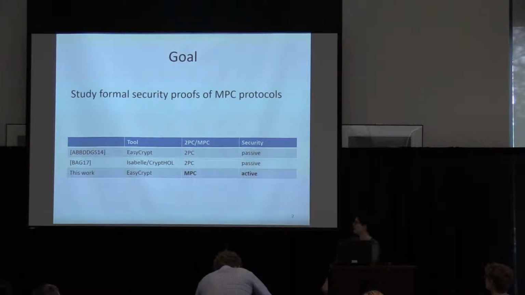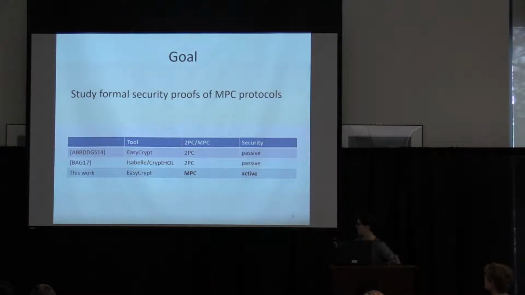There's a work by Manuel and other people that considered Yao garbled circuits and showed passive security in EasyCrypt. Then there's also a work by Butler et al., who used Isabelle and Cryptol. That is also passively secure. In this work, we consider for the first time multi-party computation with active security. We're also doing that in EasyCrypt.